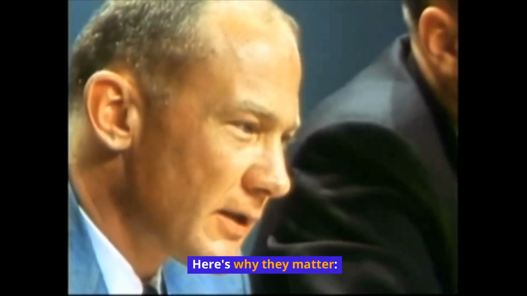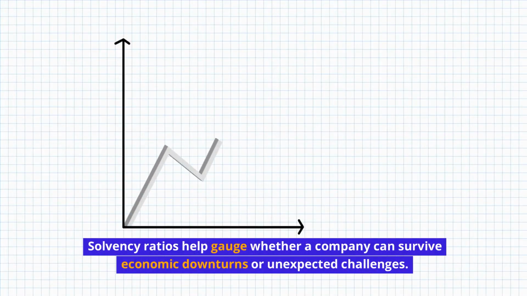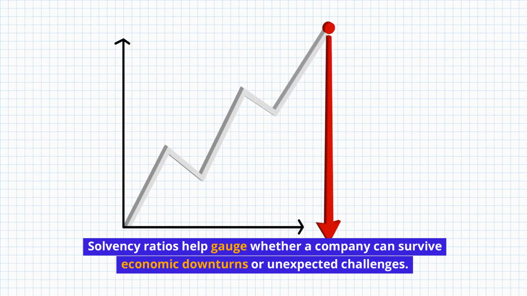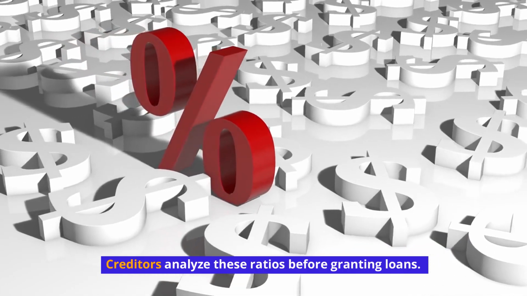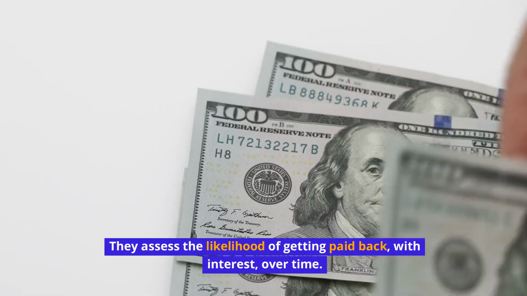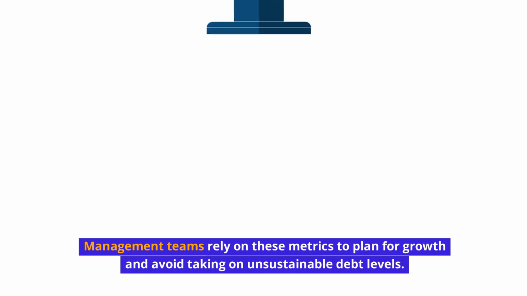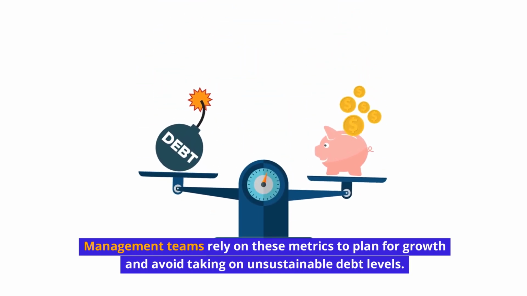Here's why they matter. Investors want to see stability. Solvency ratios help gauge whether a company can survive economic downturns or unexpected challenges. Creditors analyze these ratios before granting loans. They assess the likelihood of getting paid back, with interest, over time. Management teams rely on these metrics to plan for growth and avoid taking on unsustainable debt levels.